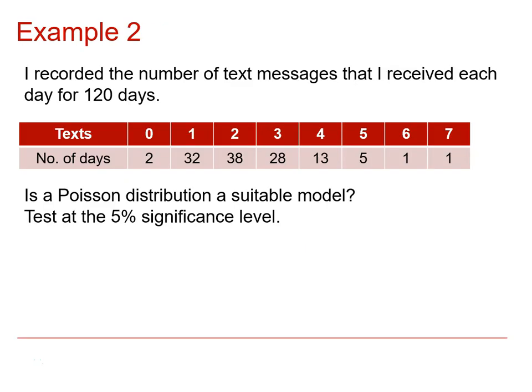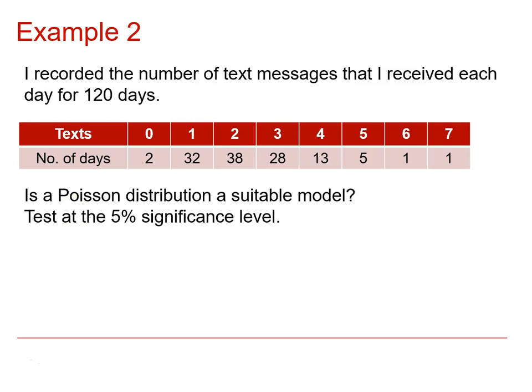So, example 2. I recorded the number of text messages that I received each day for 120 days. Is a Poisson distribution a suitable model? Test at the 5% significance level. Note here that lambda is not given. We're going to have to estimate that from the data. This can happen for any distribution. Here we're using Poisson, but equally it could be an unknown binomial or geometric probability, for example.